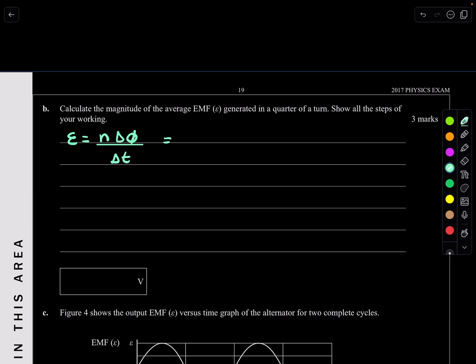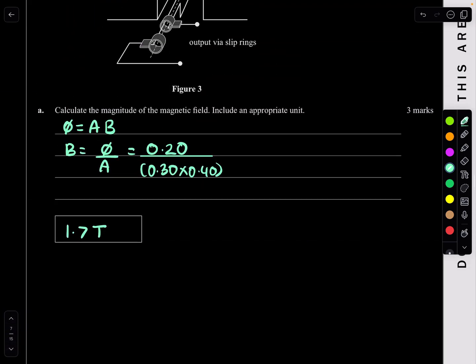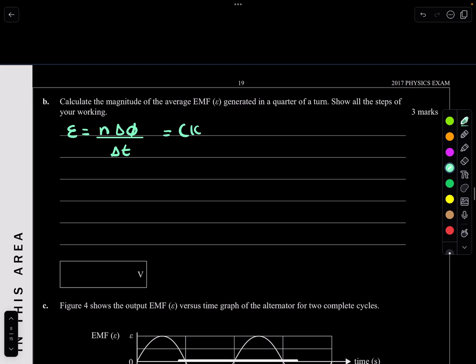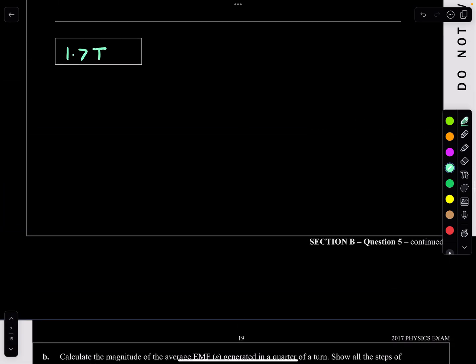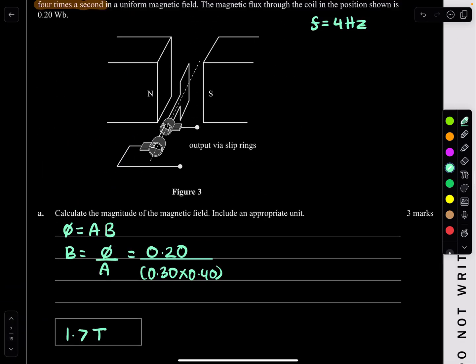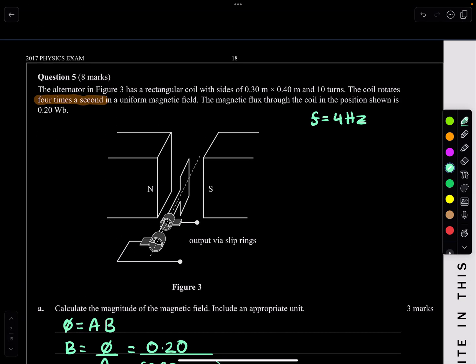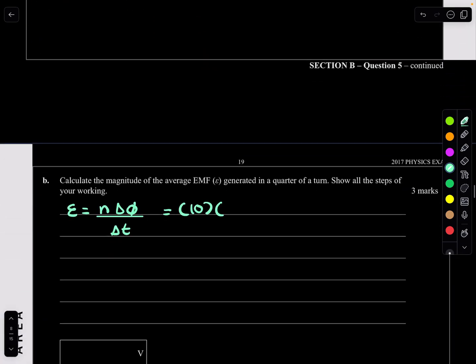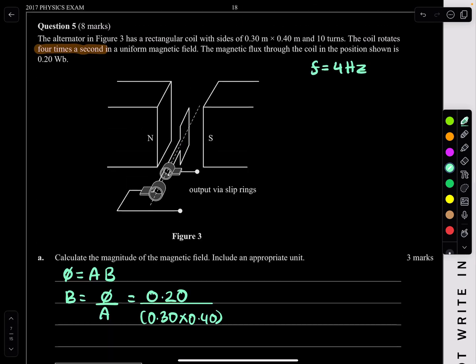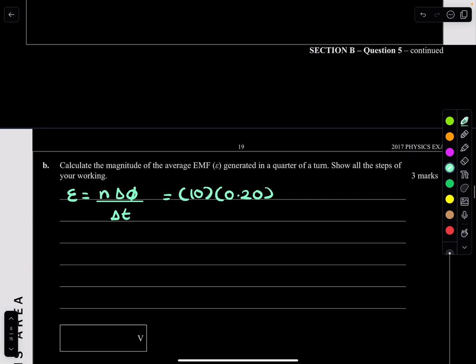So, what's your number of turns? Well, how many loops were there? 10 turns, sorry, there's 10 turns. Your magnetic flux was given to us. Okay, so if it's initially at this position and it's a quarter turn, there's a big change in flux, and yeah, it would be 0.20. So it's still 0.20. And your change in time.